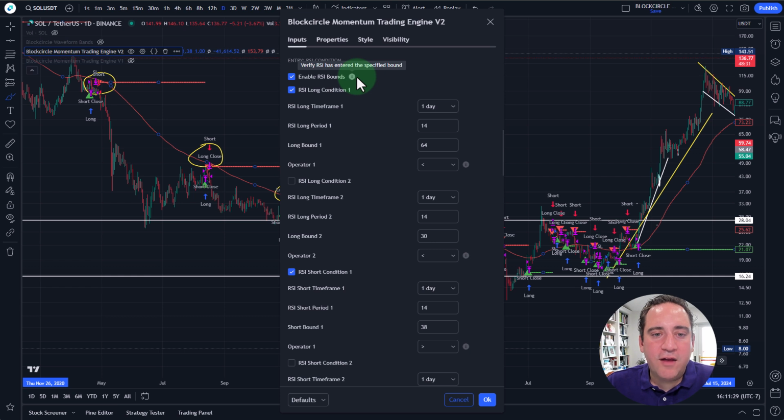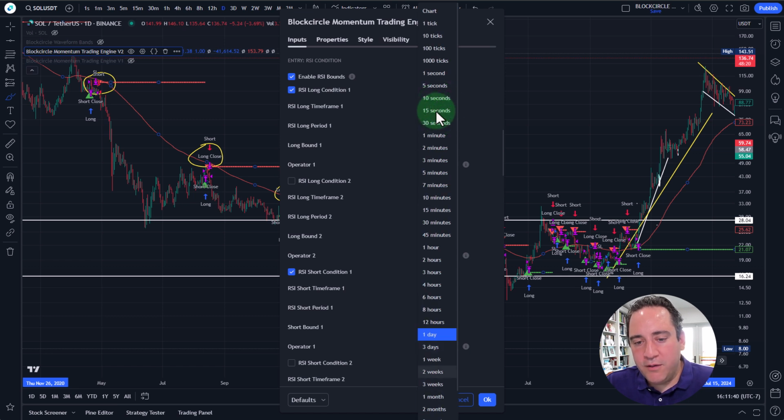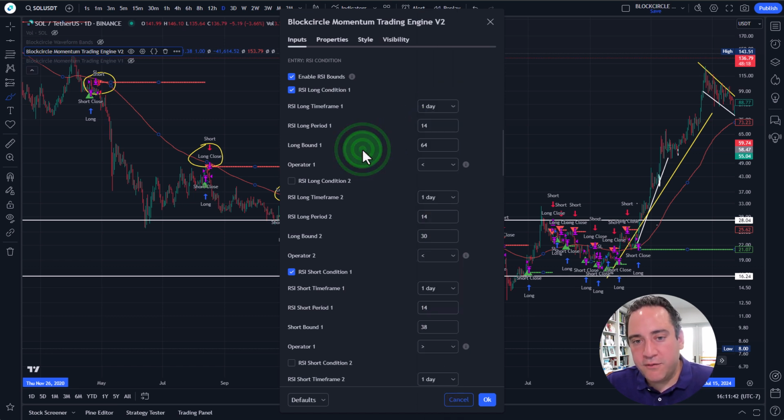But you're just saying, do you want to have RSI bounds enabled or not? You say yes. And then what do you want those actual bounds to be, right? What time frame do you want to use for RSI? Do you want to use 1 day, 1 week, 2 weeks? It makes a complete difference. A single parameter value change paints a completely different picture, right?